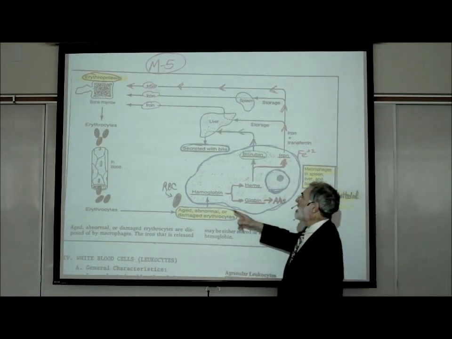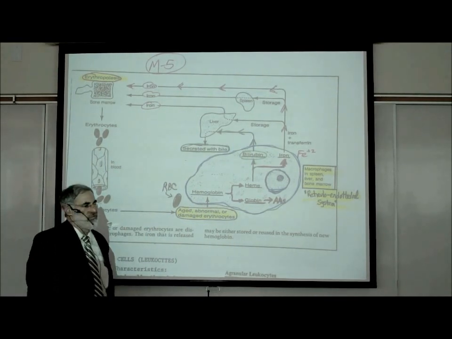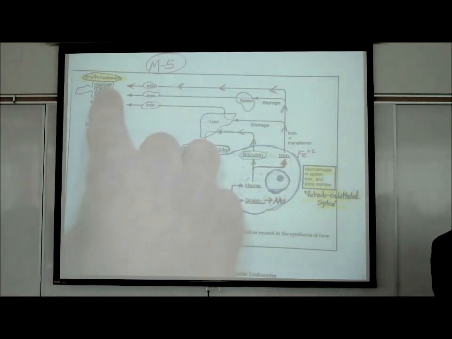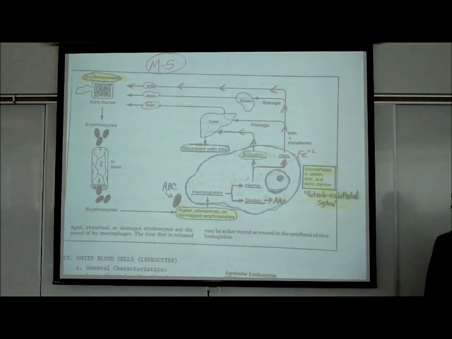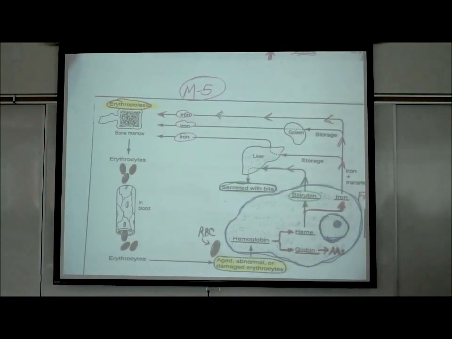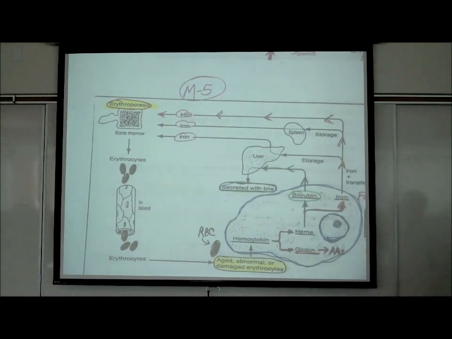First of all, let's start right up here at the top left. At the very top left, it shows a vertebra. And right above the vertebra it has the word erythropoiesis. Now, if the name of a red blood cell is an erythrocyte, the production of erythrocytes is called erythropoiesis. So red blood cells, erythrocytes, are made in our bone marrow.